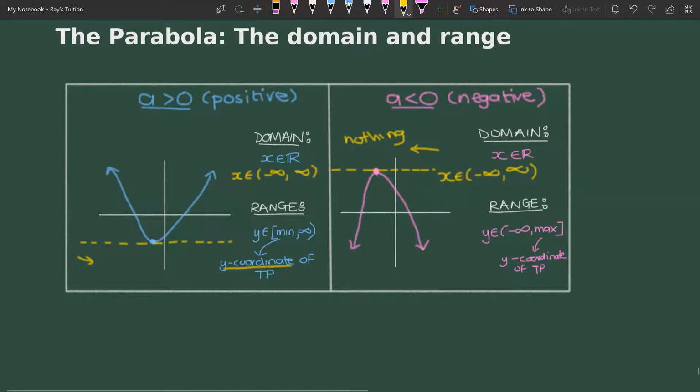And what's the biggest Y value? It would be the maximum. Again, how do we get the maximum? It's the Y coordinate of our turning point. So we're going to need our turning point to determine what the range is. But for the domain, for either case, it's X is an element of real numbers.